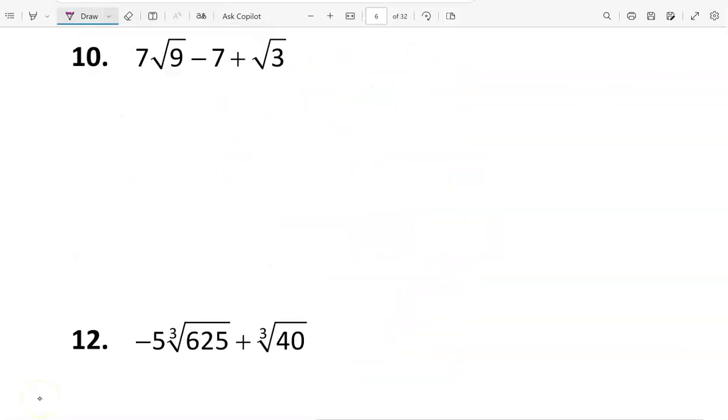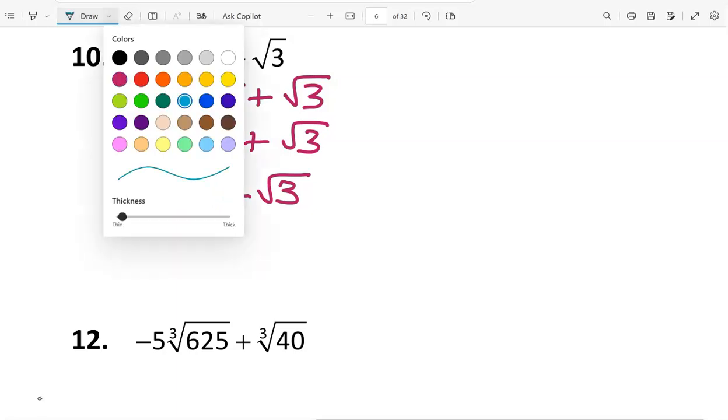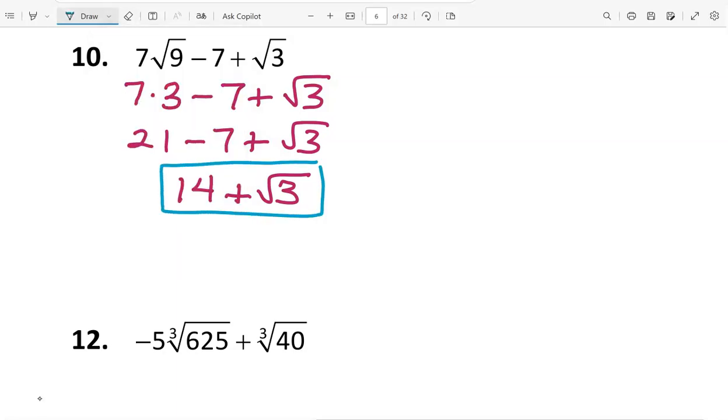In 10, we have 7 times the square root of 9 as the first term, which is just 7 times 3, minus 7 plus the square root of 3, and neither of those simplify. 7 times 3 is 21, minus 7 plus the square root of 3. Combining like terms, 21 minus 7 is 14, plus the square root of 3. We cannot combine because we don't have like terms. One has a radical and the other term is not multiplied by a radical. So that's the final answer.